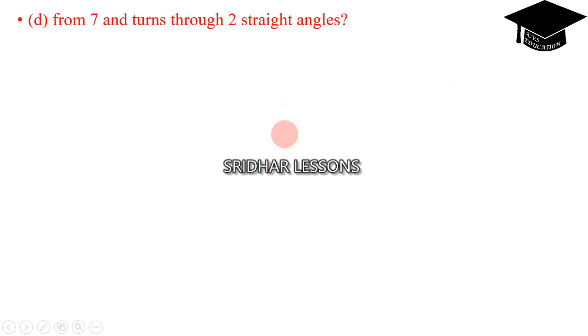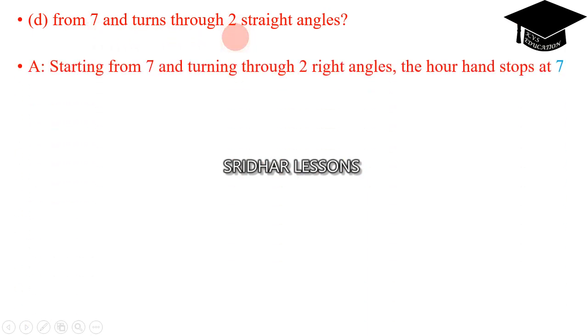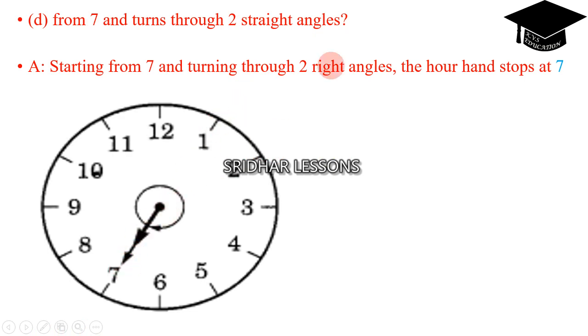And D. From 7 it turns two right angles. I'm sorry, two straight angles. That means straight angles means 180 degrees. So 2 into 180, 360. So it will come to the same position because 360 degrees. Okay, so it stops at 7 only. It will return to 7 after two straight angles. 2 into 180, 360 degrees. It will come to the original position.